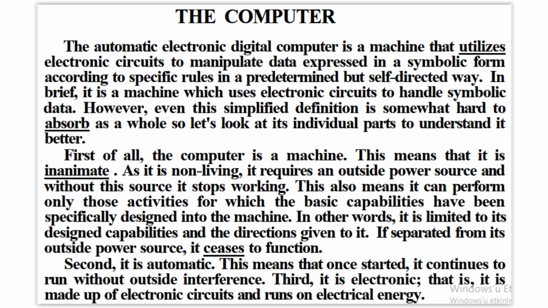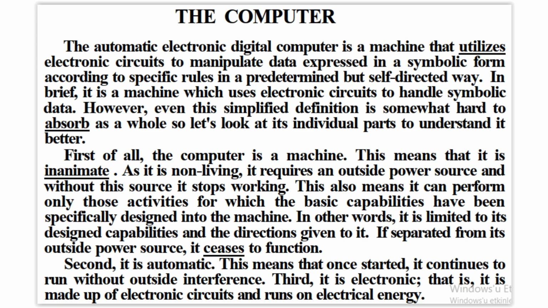The computer. The automatic electronic digital computer is a machine that utilizes electronic circuits to manipulate data expressed in a symbolic form, according to specific rules, in a predetermined but self-directed way. In brief, it is a machine which uses electronic circuits to handle symbolic data. However, even this simplified definition is somewhat hard to absorb as a whole, so let's look at its individual parts to understand it better.